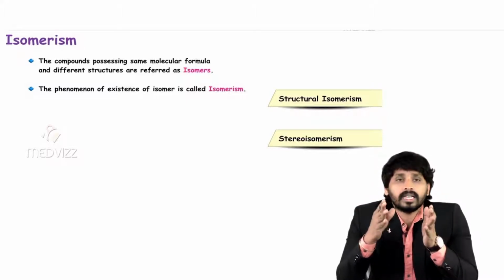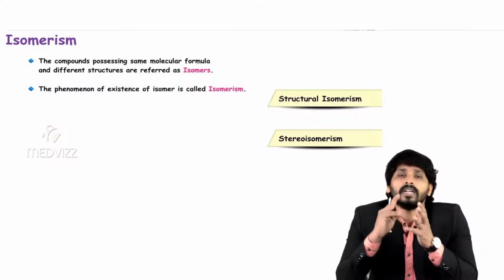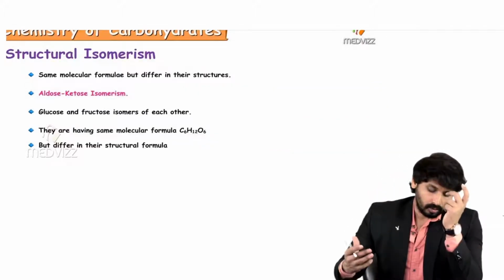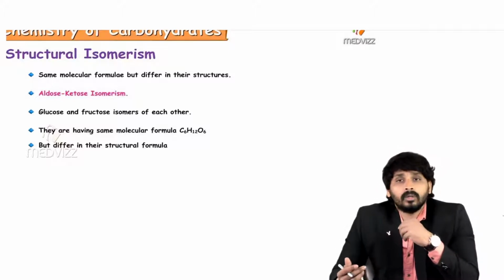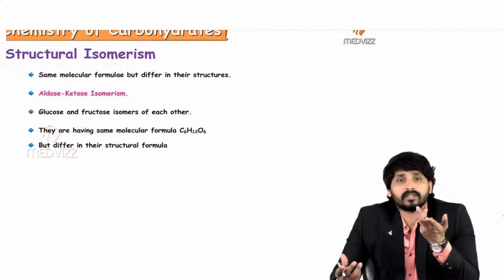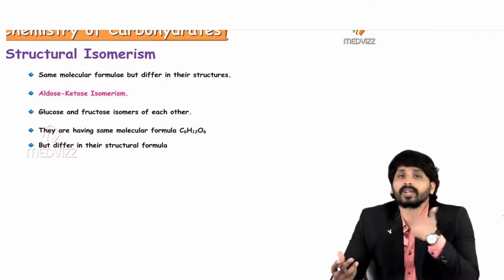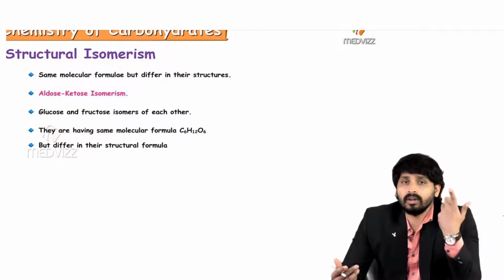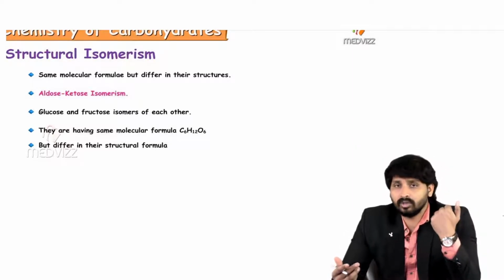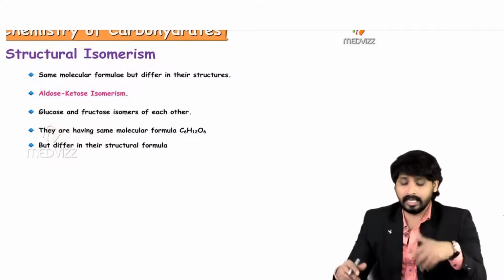This isomerism is also elucidated under two headings, structural isomerism and stereoisomerism. Structural isomerism, by the name itself, indicates they have the same molecular formula but differ in their structure. Under this we can discuss aldose-ketose isomerism. That means glucose and fructose, a beautiful example.